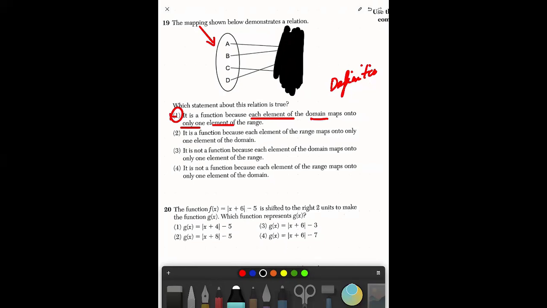That's the definition. Every input has to have one and only one arrow. If it has more than one, it's not a function. If it doesn't have one, it's not a function.